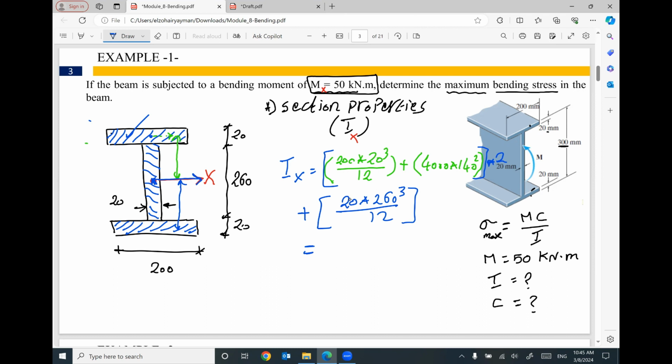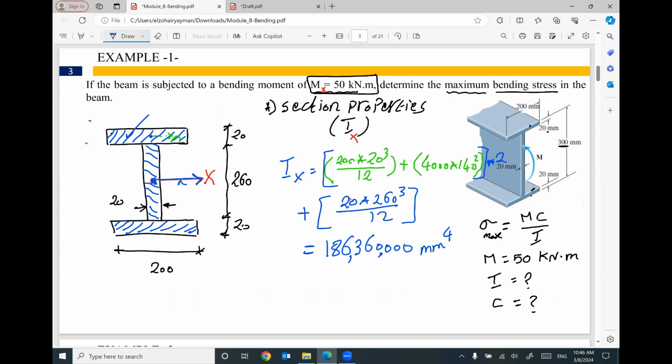The moment of inertia will be 200 times 20 to the power 3 divided by 12, plus 4,000 times 140 squared, times 2, plus 20 times 260 cubed divided by 12. So the value will be 186,360,000 millimeter to the power 4. Does that make sense? So far, so good.